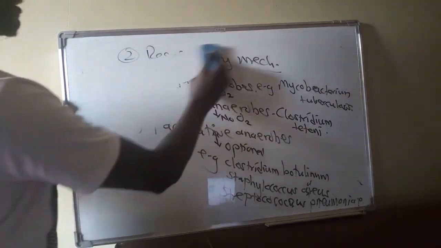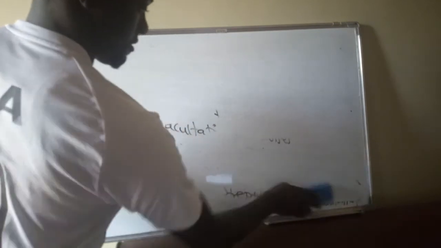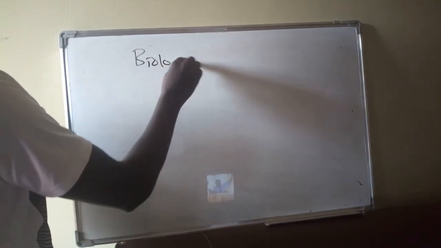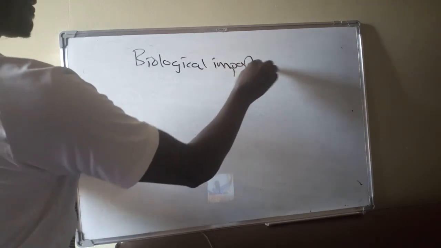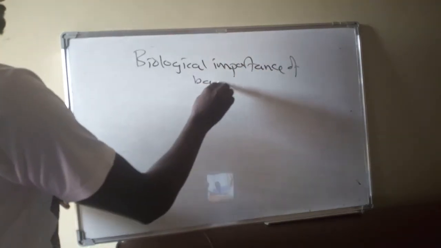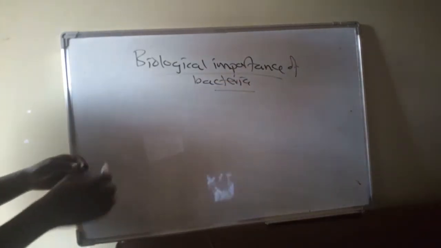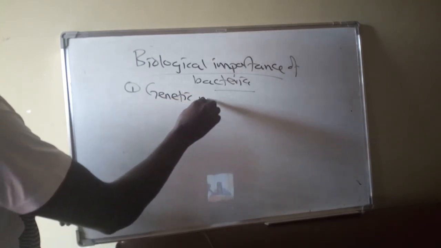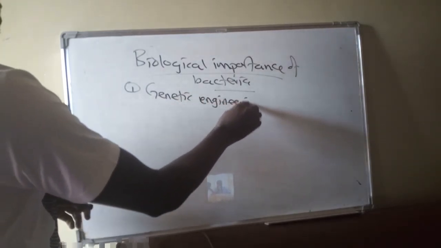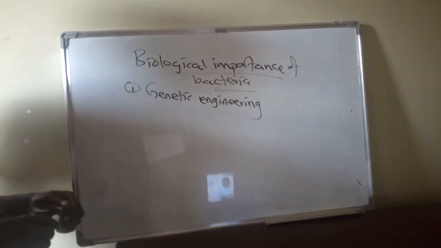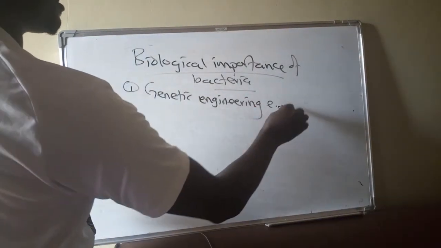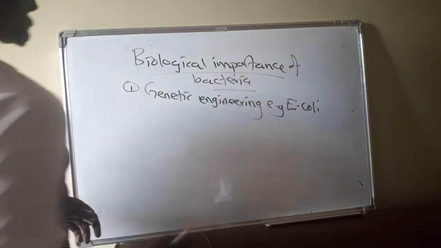We look at the last bit of this section, that is the biological importance of bacteria. How important are bacteria? We have areas of genetic engineering. Many of these bacteria are used in DNA recombinant technology. E.g., the bacterium E. coli is widely used in such experiments.